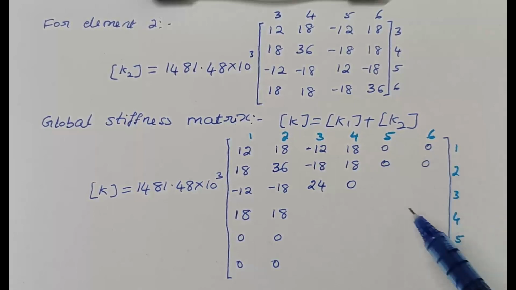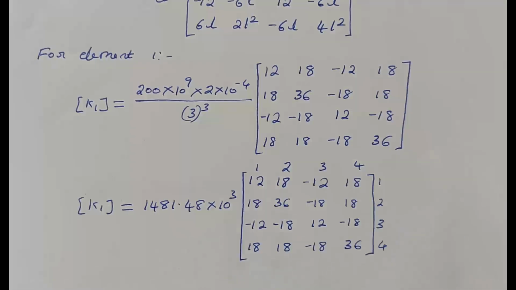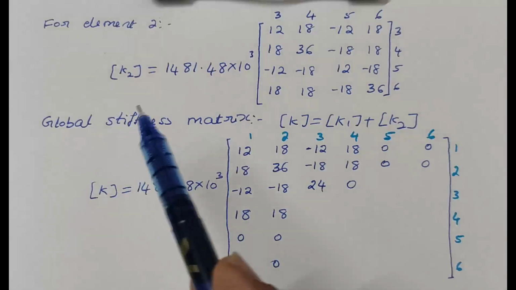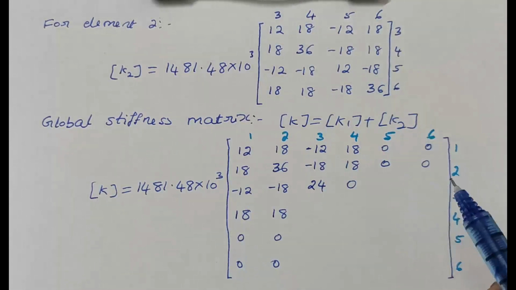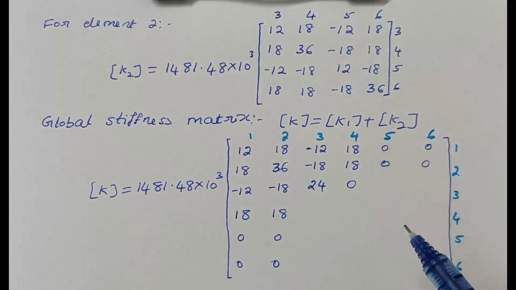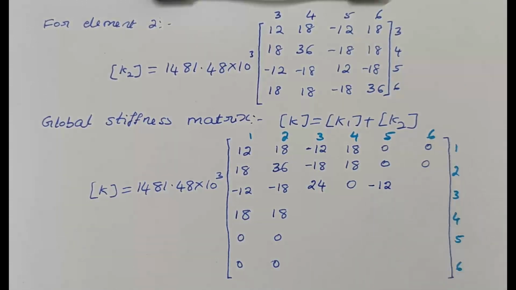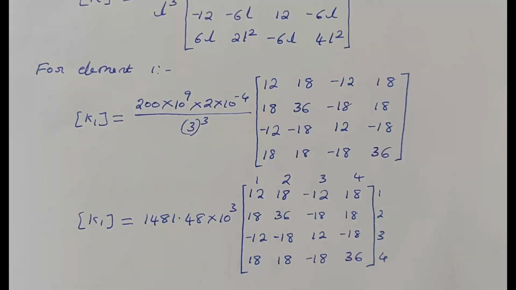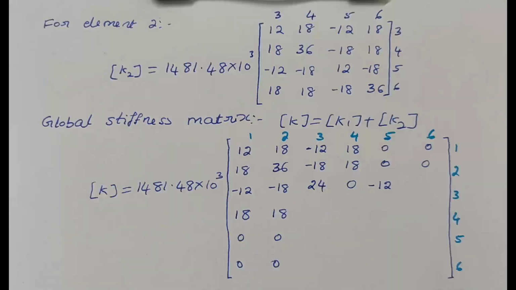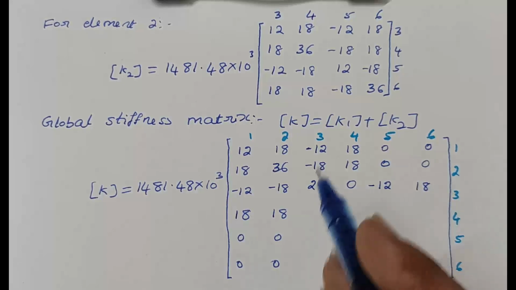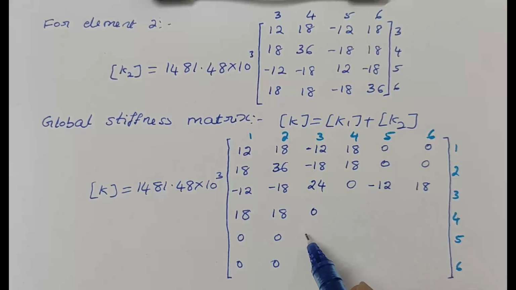Next element corresponding to 5 and 3. See, in K1, no element corresponding to 5 and 3. In K2, the element corresponding to 5 and 3 is minus 12. Therefore, here element corresponding to 5 and 3 becomes minus 12. Next element corresponding to 6 and 3. See, in K1, we don't have any element corresponding to 6 and 3. In K2, we have element corresponding to 6 and 3, that is 18. Therefore, here element corresponding to 6 and 3 becomes 18. Now, due to symmetry, we can write the third column. It is 0, minus 12, 18.